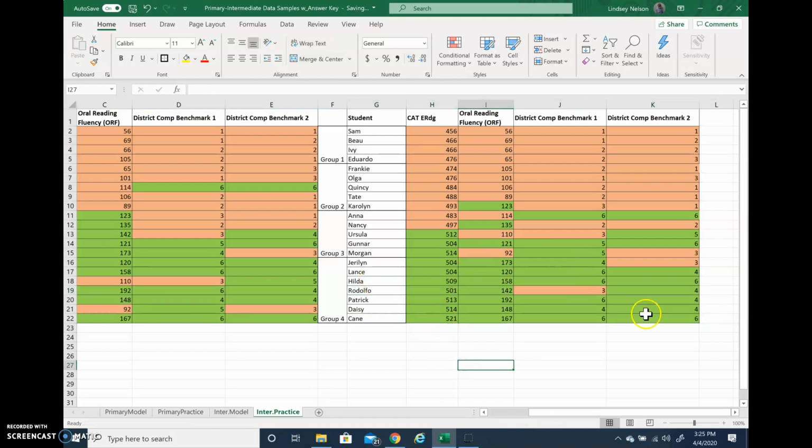And now as I look at these, I'll make my final check. Are these the groupings that work best with my students and the data that I see in front of me? This is one possible scenario that you could use for grouping your students.